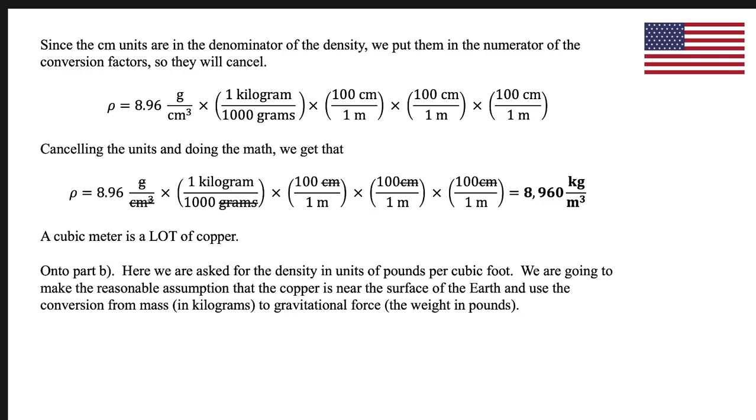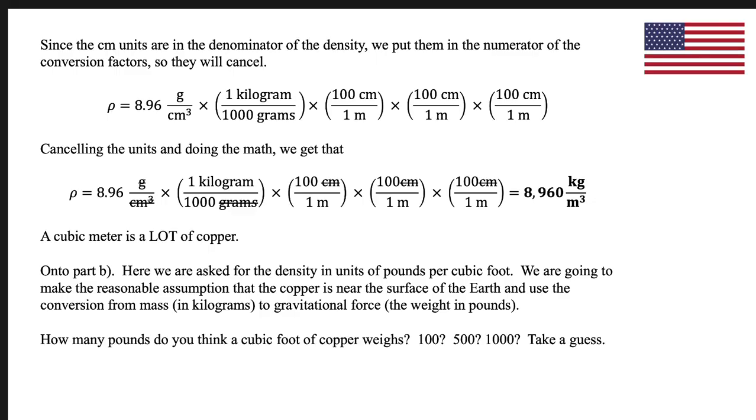Part B asks for the density in pounds per cubic foot. And there's a little bit of a problem here because kilograms is mass and pounds is force, but we're going to assume that we're near the surface of the Earth. If you go into outer space, the gravitational force on the copper is 0, but it has the same mass. But we're not in outer space. So we're going to make the assumption that we're near the surface of the Earth.